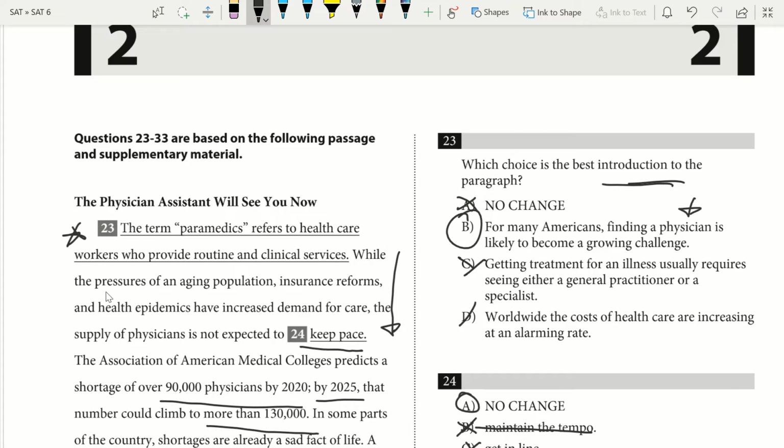If we were to look at C, we know it's wrong because getting treatment for an illness usually requires seeing either a general practitioner or a specialist. We don't touch on specialists at all or general practitioners. We're just talking about the shortage of physicians. And then D, we're not talking about the cost of healthcare, right? So you know that one's out as well.